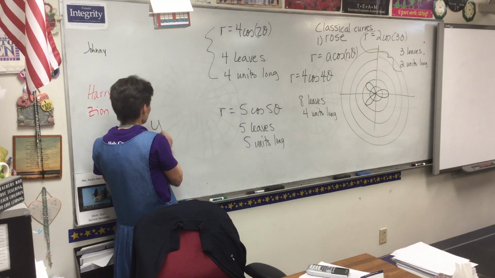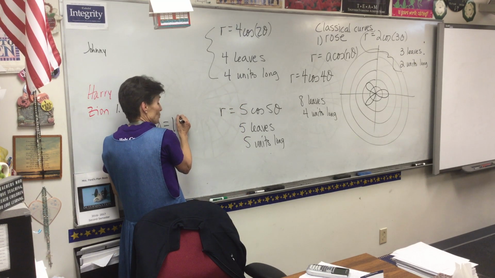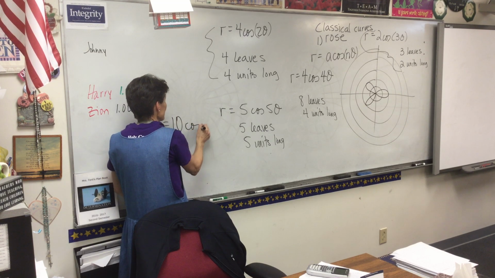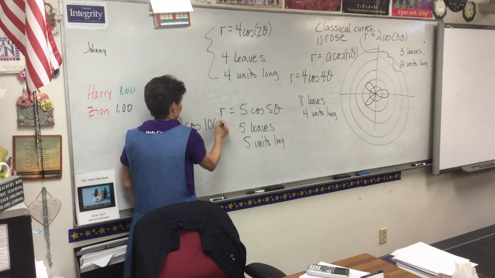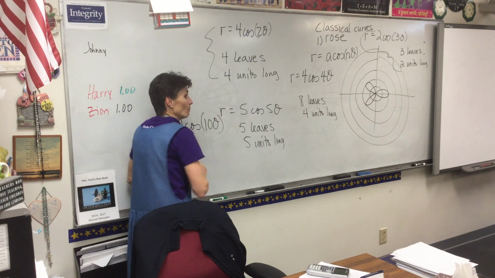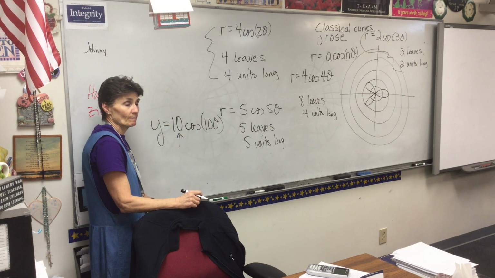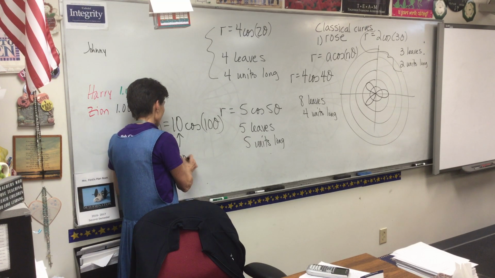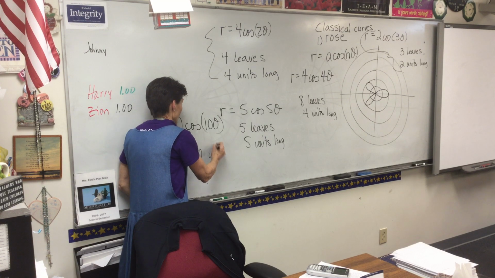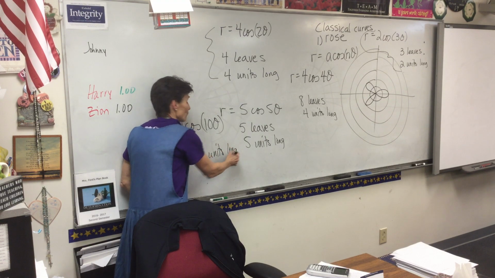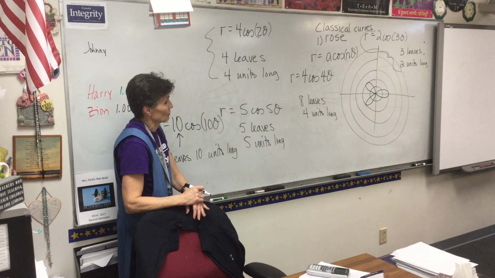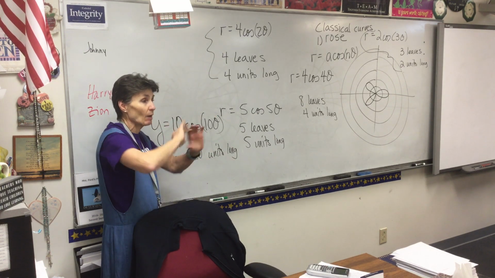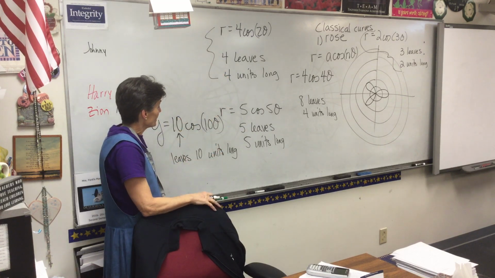So if we looked at, which we're not going to because your grid's not big enough, but if we looked at this equation, this would tell me what about my roses? They're 10 units long. So the leaves are 10 units long. So the number out in front acts like the amplitude. Used to be how high the hills were, but now it's how long the leaves are.